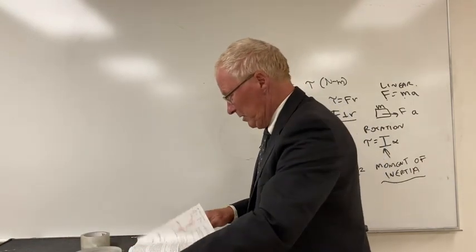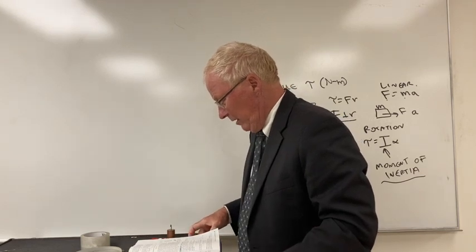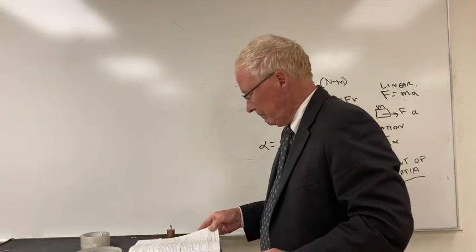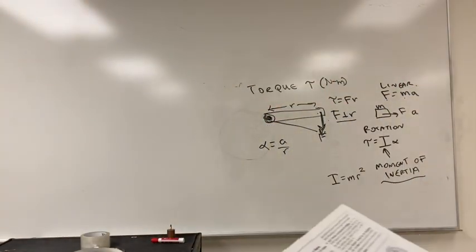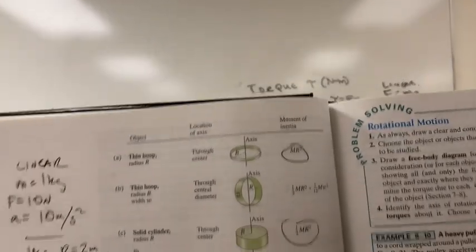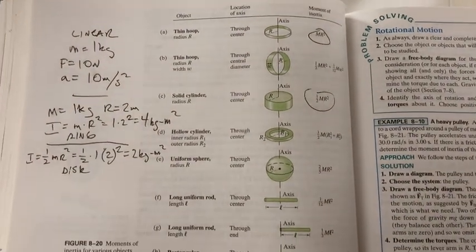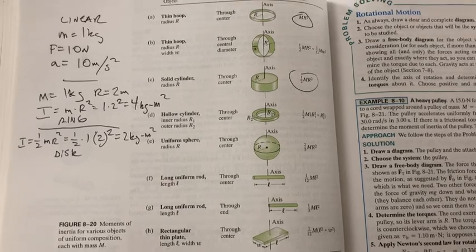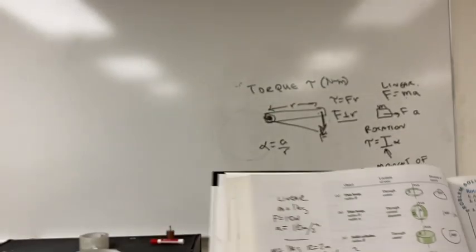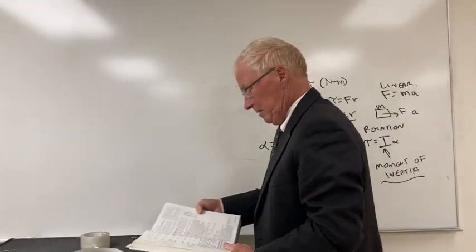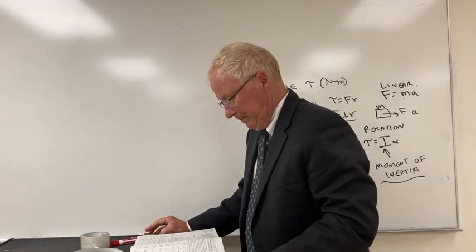And we have this moment of inertia involved. There's a table in the text showing the moment of inertia for different objects, as far as how they rotate. So the moment of inertia depends on the shape, and you can look it up in the text, but I'm going to go through one example here.